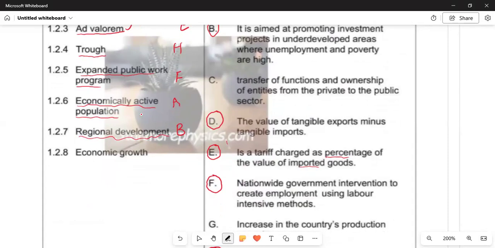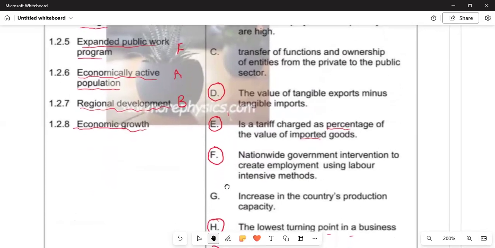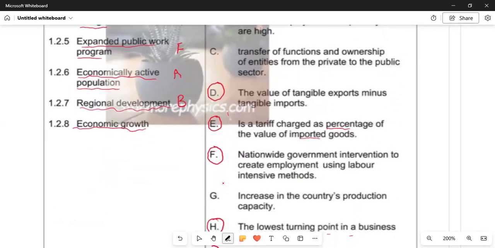1.28. Economic growth. Now we want to know the correct answer, and the correct answer is G. Increase in the country's production capacity. That is an increase in the production of goods and services in the country. So that is that. Now we are to move on to 1.3.